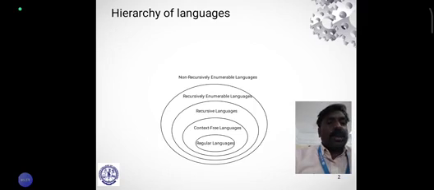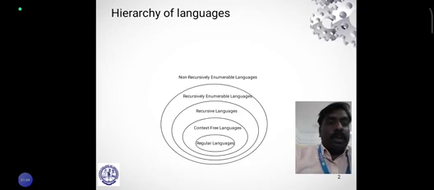Every automata has its own language. A finite automata consists of a regular language. Finite automata has a limited amount of memory, so it is called a finite automata. That is the initial automata which was found. Later on, we have pushdown automata, which comes with context-free languages. We use an additional memory called a stack, so the additional storage can be handled with the help of a stack.